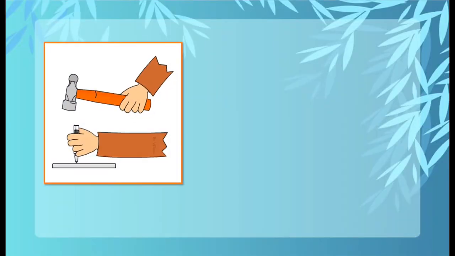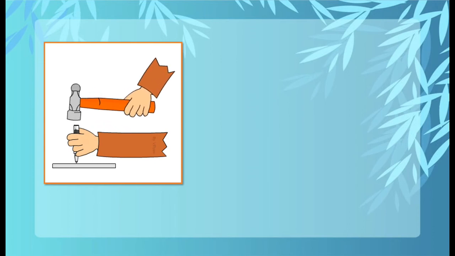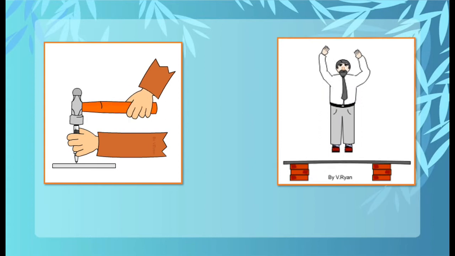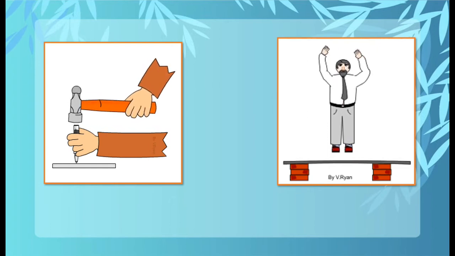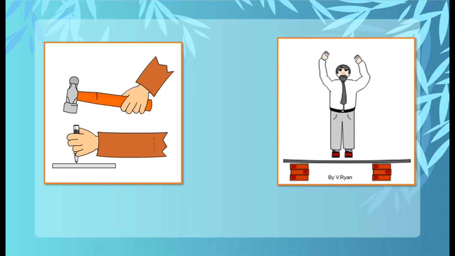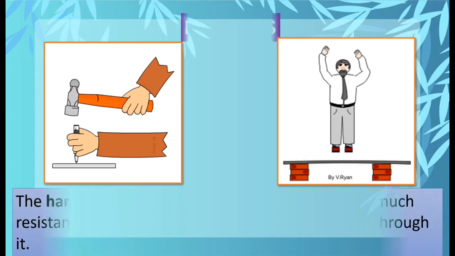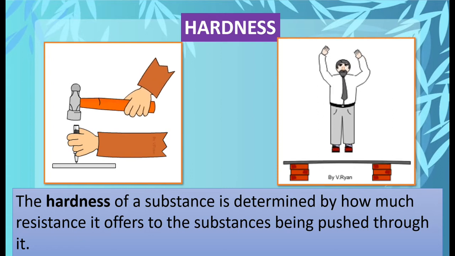Here in this picture you see a man hammering. Here you see this man jumping over a metal sheet. Now, if this man is jumping over it and hammering it, it is not breaking. In the previous example we saw that things that break easily are called brittle. But these objects on which they are jumping or hammering are not breaking easily. That is because of the hardness of the substance. The hardness of a substance is determined by how much resistance it offers to something being pushed through it.